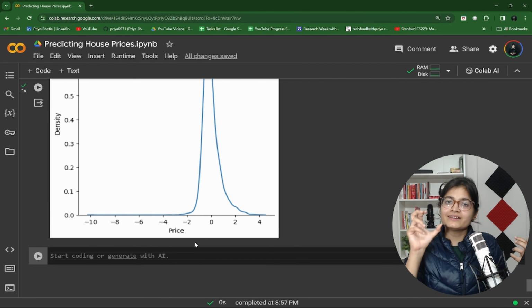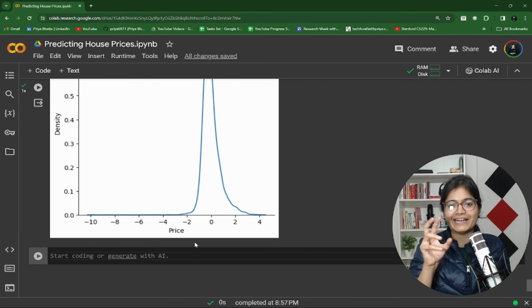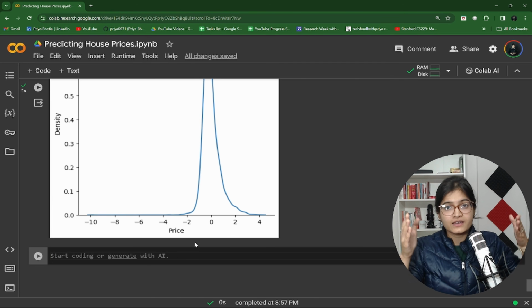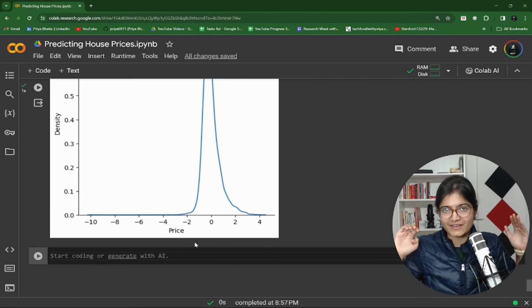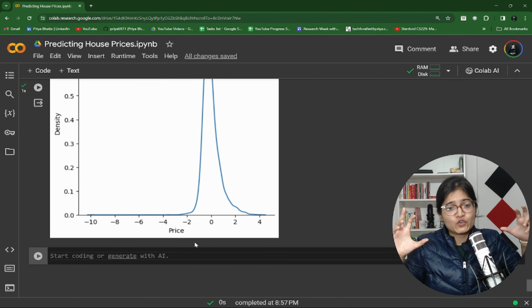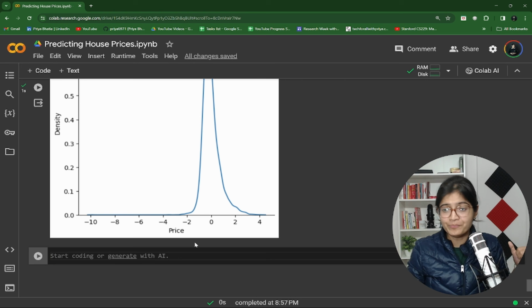But yes, there is a lot of scope in EDA. That's why this kind of graph is there. Otherwise, it would be a proper Gaussian-based normal distribution that we will be able to get if you have done the EDA in a proper way. Okay. Now, this is done. We will be able to get the predictions pretty well.